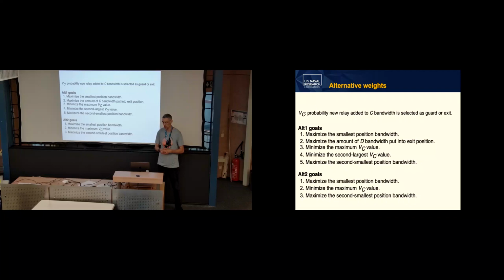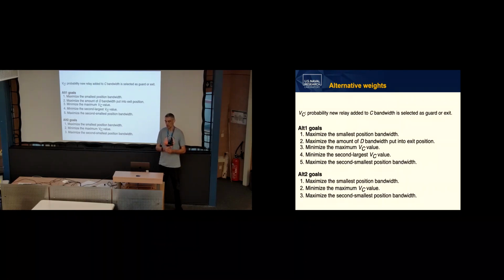So we define a set of goals, what we call Alt1. The top goal is the same as the existing one, maximize the smallest position bandwidth. But then we say, let's maximize the amount of D bandwidth put in the exit position. D relays have the guard flag, so they've been around for longer, so it's harder to get, and that's a very sensitive position. That's a thing you might want to do. Then we say minimize the maximum VC value, minimize the second largest VC value, and then maximize the second smallest position bandwidth. And the idea is to satisfy these goals in order. So satisfy the first goal as much as possible, then subject to that, satisfy the next goal, and so on.